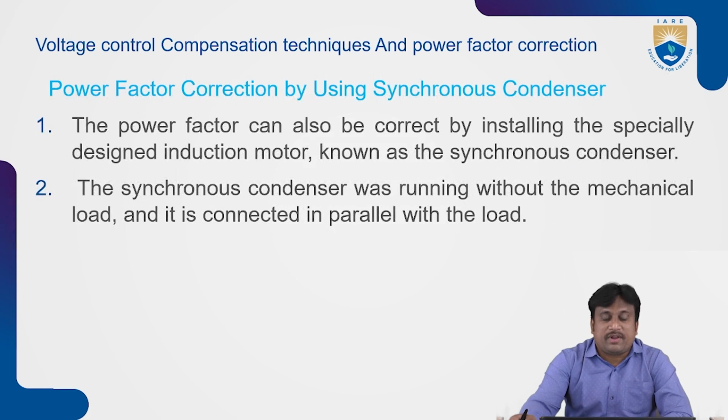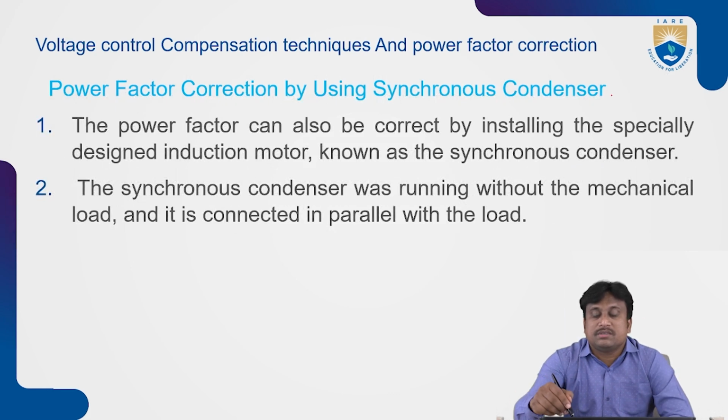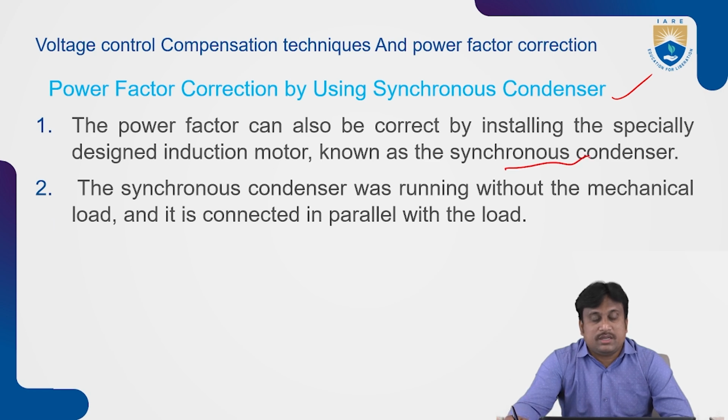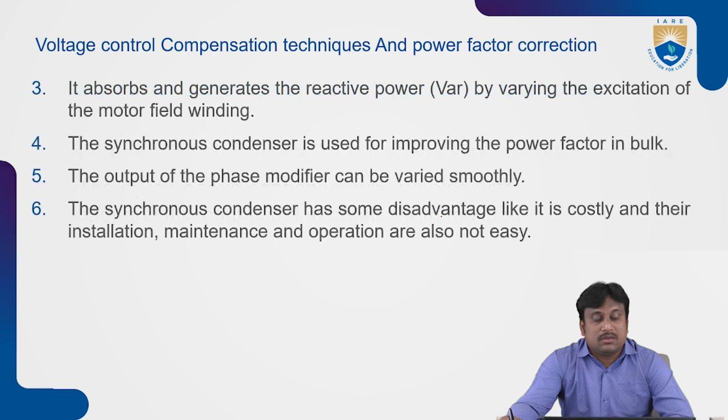So here power factor can be corrected by using the synchronous condenser method. Power factor can also be corrected by installing a specially designed synchronous motor known as a synchronous condenser. The synchronous condenser runs without mechanical load. It is connected in parallel with the load. It absorbs and generates reactive power by varying the excitation of the motor field winding.